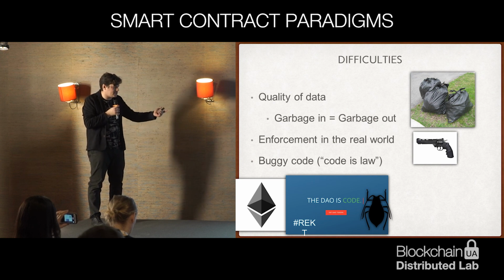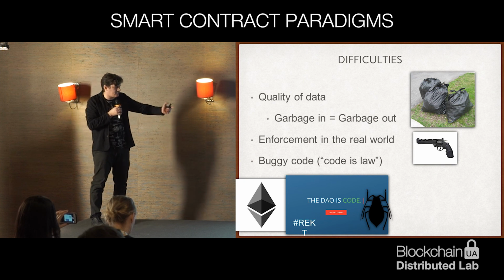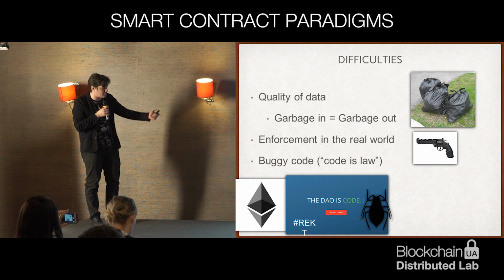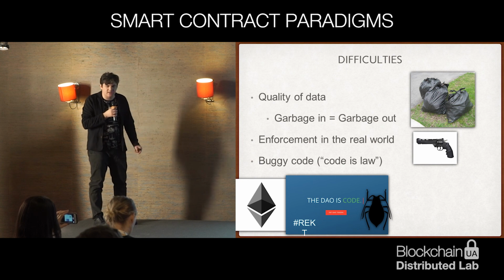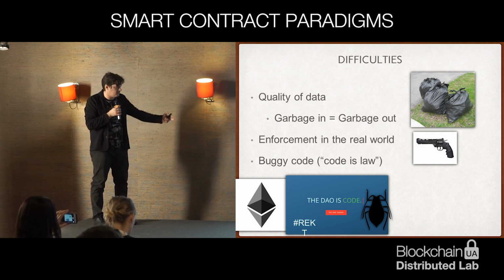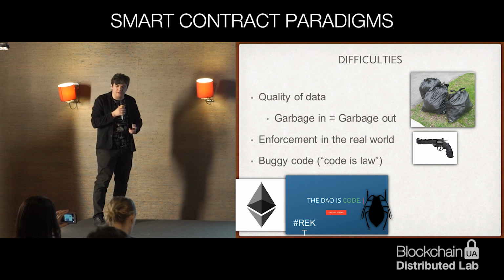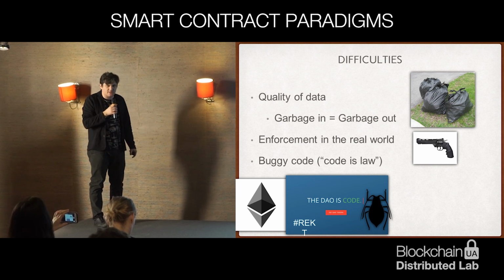And the last part is buggy code. Of course, if you have a complex contract, with something like the code is law principle, like on the Ethereum blockchain, there are several big cases like the DAO. Basically, a lot of money was stolen. So we're still working on better programming models, better verifiable programs, and so on.